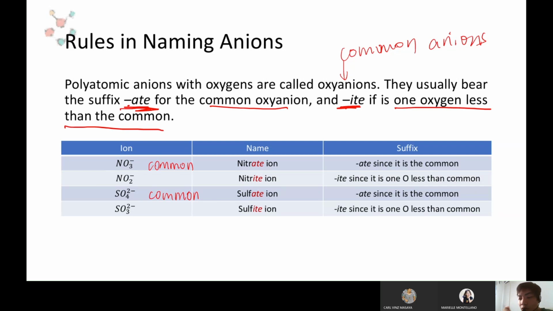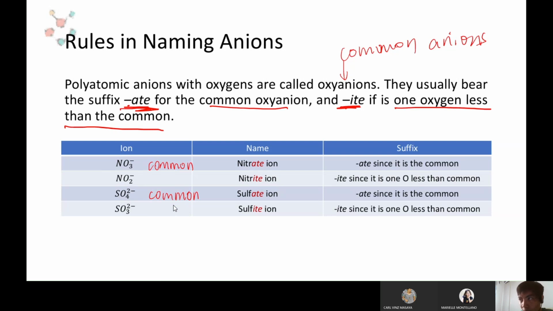So, kailangan natin kabisaduhin kung sino yung mga common na. Anyway, pag nagkukuwiz naman kayo, sa bahay naman kayo, pwede kayo mag-scroll ng mga papers niyo. Okay, so ito yung common daw. SO4, negative 2. Okay? So, since siya yung common, kunin natin yung root name ng element that is not oxygen. And yung sulfur.